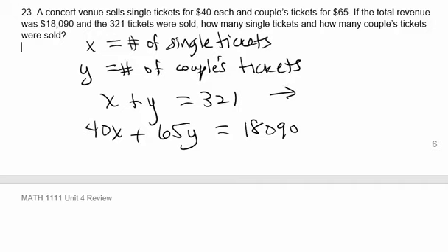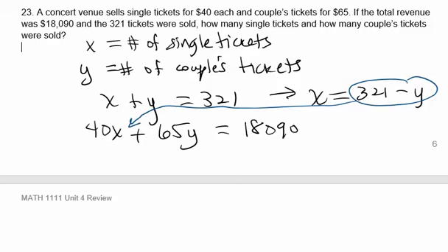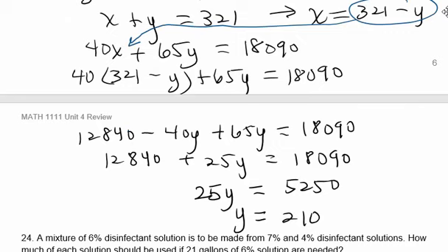Now we decide which method to use to solve this system of equations. If you want to use substitution, we can solve this top equation for either x or y. And so x is 321 minus y. And now we'll replace x in this second equation with 321 minus y. After a little bit of work, we find that y is equal to 210. And because there were 321 tickets sold altogether, just subtract 210 from 321 and we get 111 single tickets.